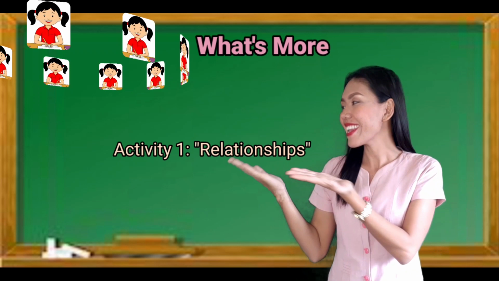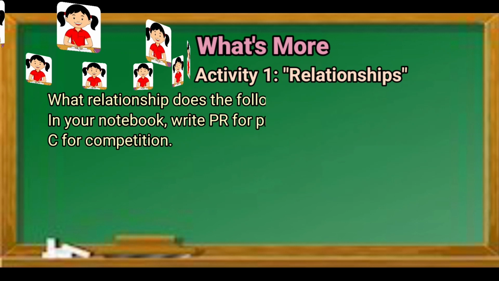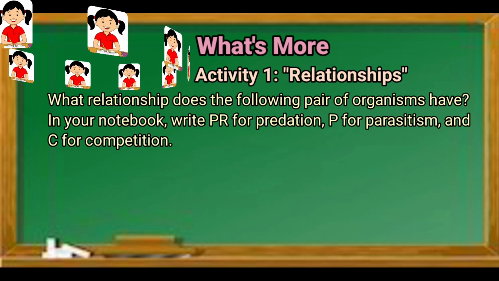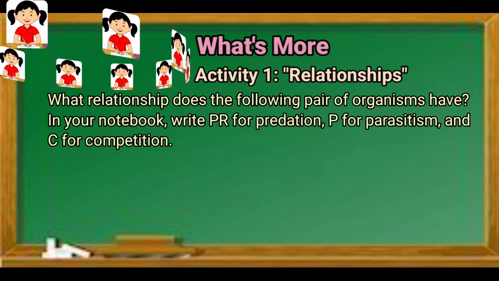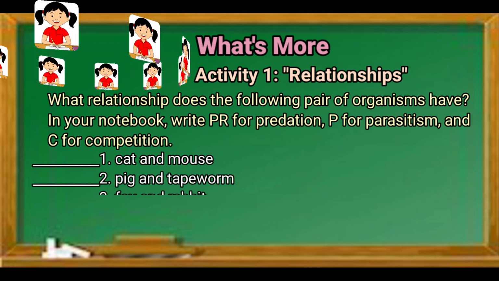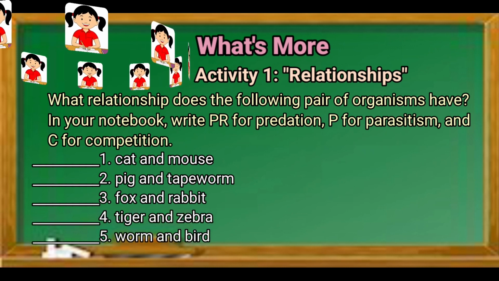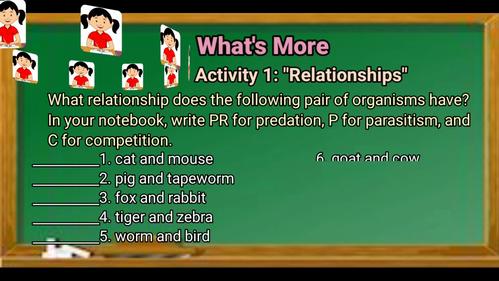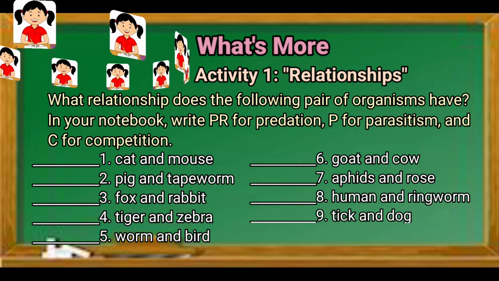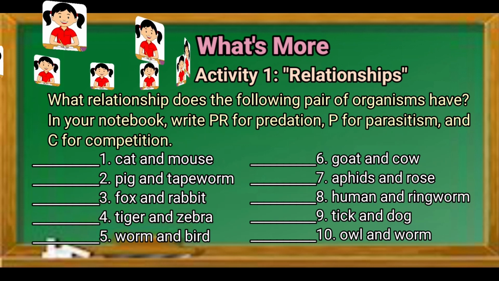Activity 1. Relationships. What relationship does the following pair of organisms have? In your notebook, write PR for predation, P for parasitism, and C for competition. First, cat and mouse. Second, pig and tapeworm. Third, fox and rabbit. Fourth, tiger and zebra. Fifth, worm and bird. Sixth, goat and cow. Seventh, aphids and rose. Eighth, human and ringworm. Ninth, tick and dog. 10th, owl and worm.